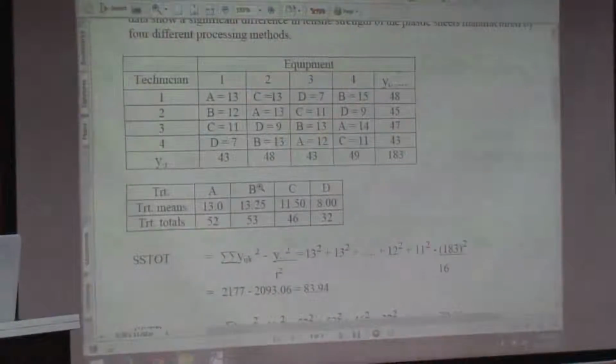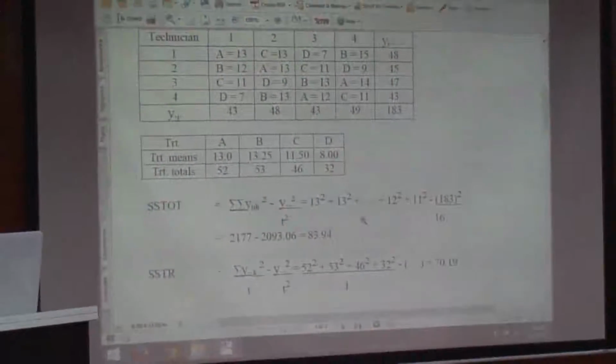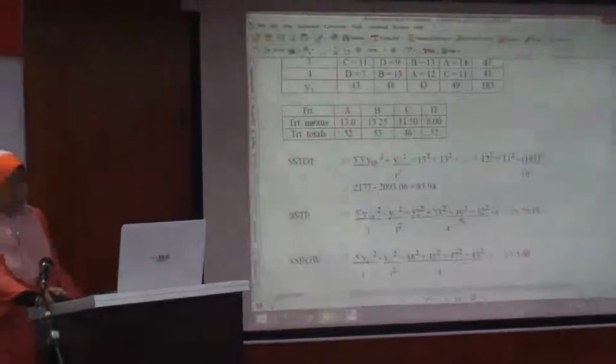And similarly, for method B, you add up all the values of the treatment B: 12 plus 13 plus 13 plus 15, then divide by 4. So you get the total for treatment B 53 and the average is 13.25. And then once all the values are available, we are ready to compute the SSTOT, just like usual. SS treatment, we have seen this before.